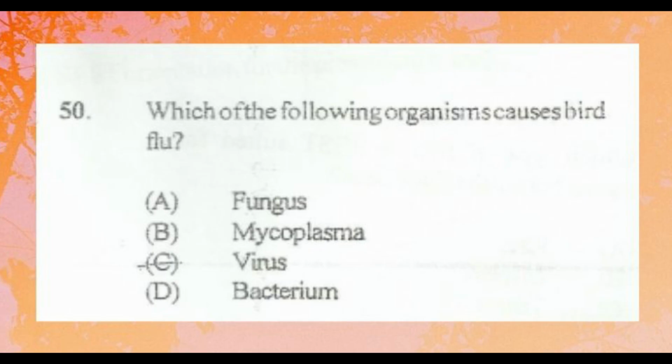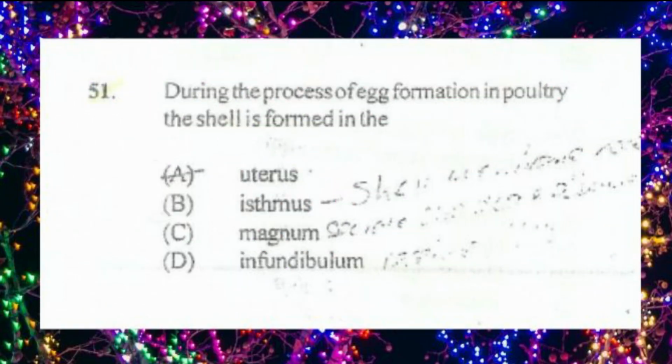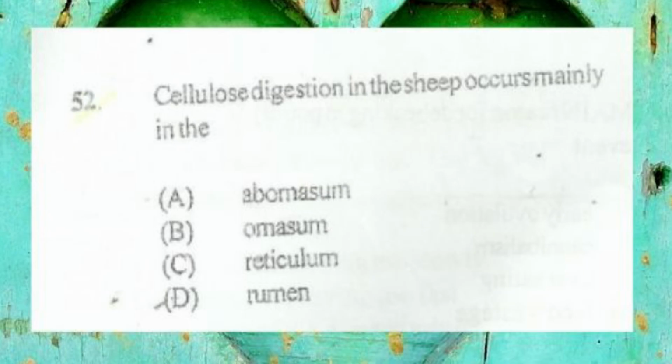Virus. Question number 51. During the process of egg formation in poultry, the shell is formed in the A. Uterus, B. Isthmus, C. Magnum, D. Infundibulum. The answer is A. Uterus. Question number 52. Cellulose digestion in the sheep occurs mainly in the A. Abomasum, B. Omasum, C. Reticulum, D. Rumen. The answer is D. Rumen. The rumen is also referred to as a fermentation vat, and that's where the cellulose is fermented.